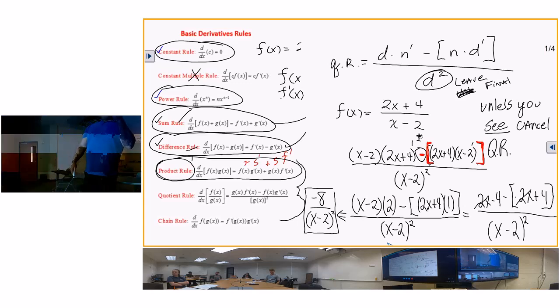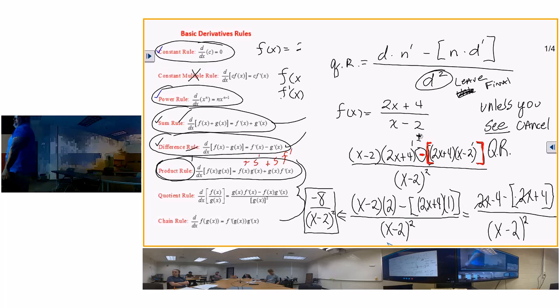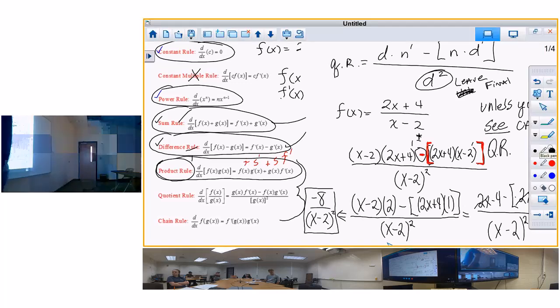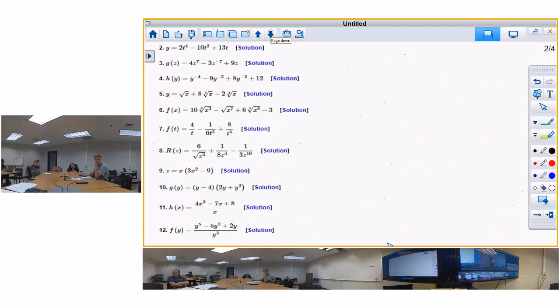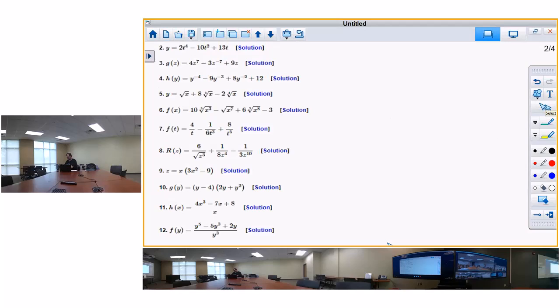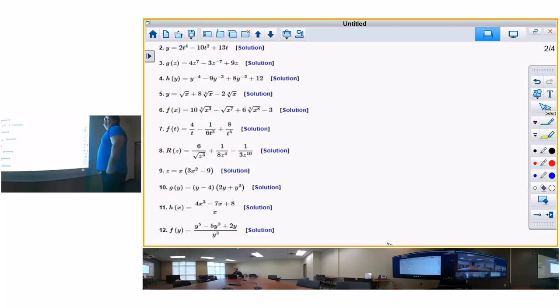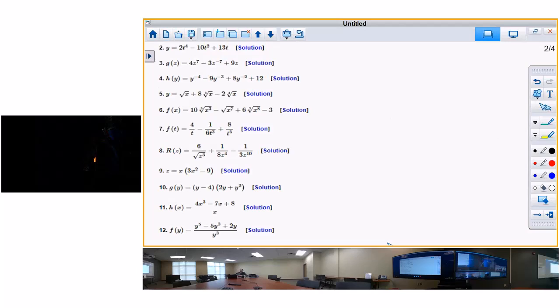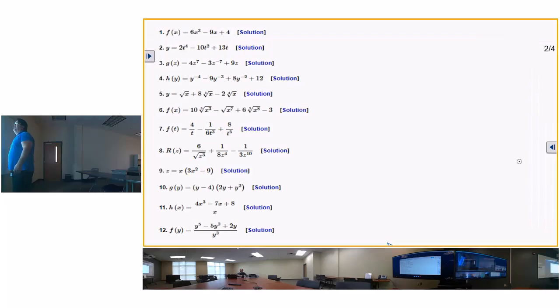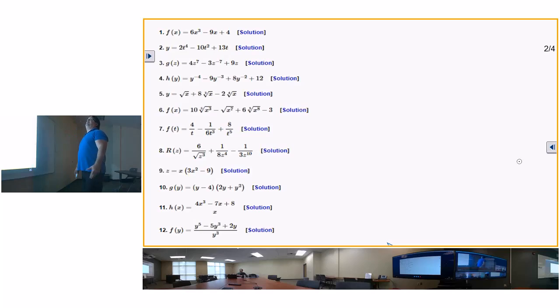Okay, so let's look at some problems. This is a couple of basic problems. This is your basic power rule. So let's do one or two. Let's do number 2.